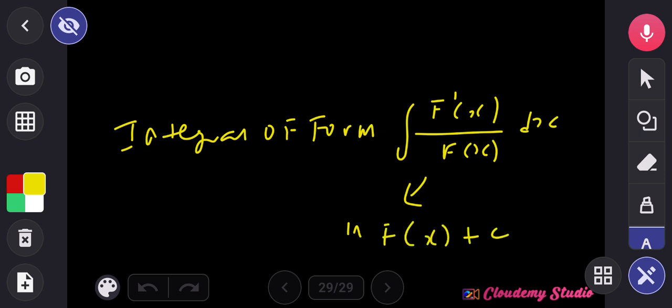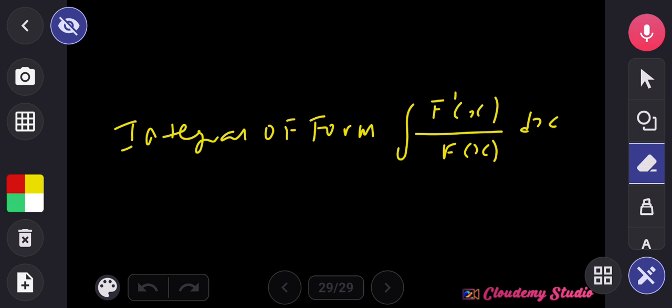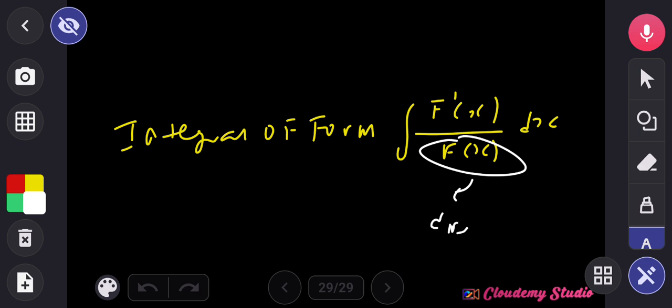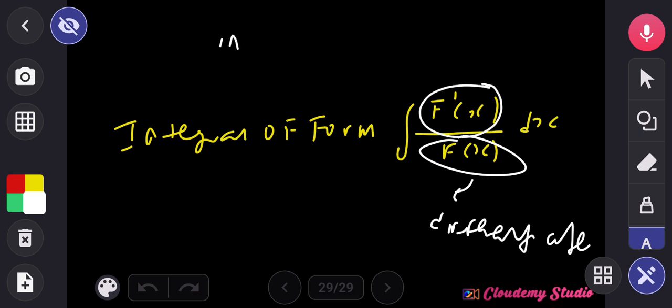What do we mean by that? What do we mean by this particular function? Whenever you have something like this, you look at the denominator and differentiate the denominator. I said differentiate the denominator. If the answer you get is equal to your numerator, it means your answer is ln of denominator plus c. You understand? Ln of denominator plus c.